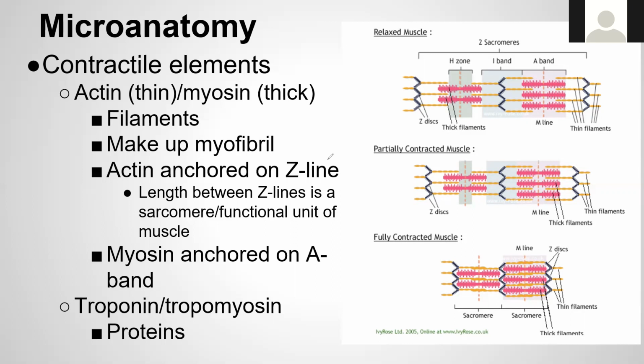Now, there's a few main ones that we should remember. The two biggest ones are actin and myosin. These are known as our thin and our thick filaments. These are the two proteins that actually cross over each other to make a muscle contraction occur. And we'll talk about that on the next slide when we get into the actual sliding filament theory.